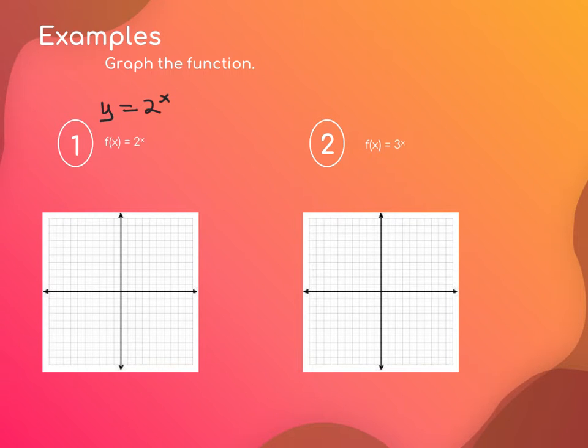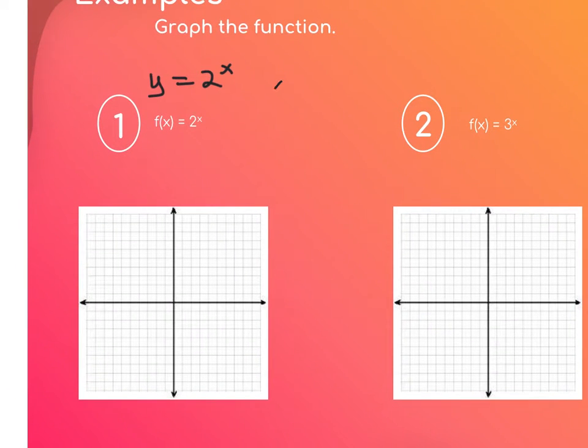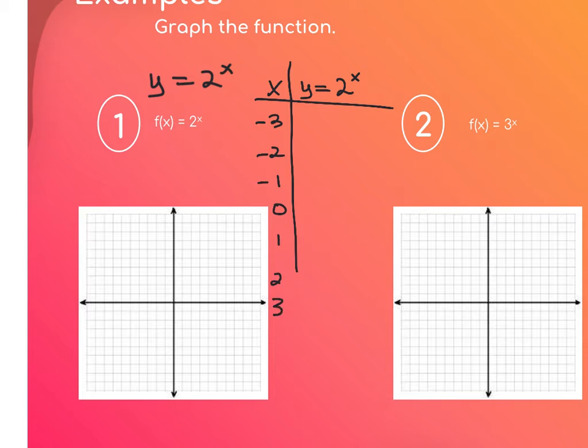So for my first t-chart, I'm going to actually plug in a lot of values for x, just to review what happens when I plug in, for example, a negative exponent, and when I plug in 0, and when I plug in a positive number. So let's make our little t-chart. The answer I get when I plug in the number is going to be my y value. So I'm going to plug in -3, -2, -1, 0, 1, 2, and 3.